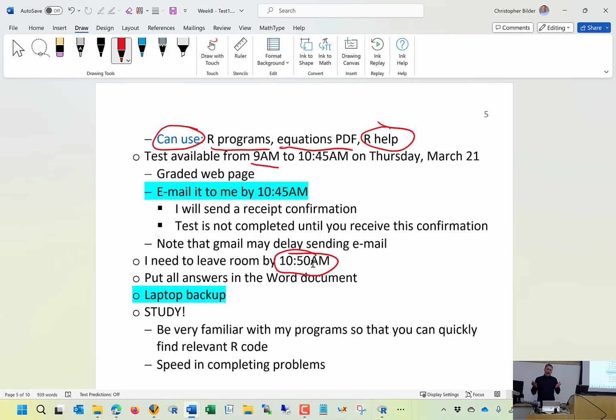In the end, I don't feel as though it's a big deal that maybe you have a little bit less time than I had hoped for the tests. You're still getting an extra half hour for the tests. And the test is made, again, to be an hour and 15 minutes. So ideally, please turn in the test by 10:45, but I do need to leave the room by 10:50. So if you're still working on the test at 10:50, that's not good. You need to email it to me before that. Okay?